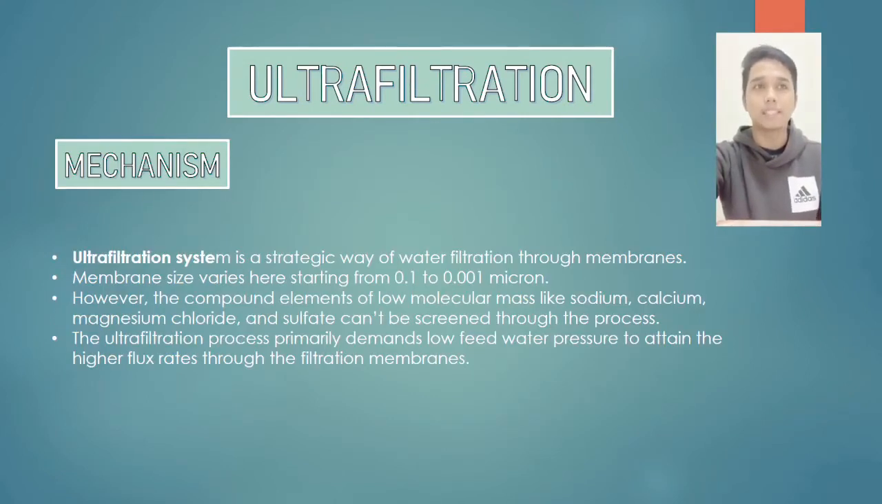Ultrafiltration system is a strategic way of water filtration through membranes. Membrane size varies starting from 0.1 to 0.001 micron. The systems are highly effective in removal of particles of higher molecular mass. This method efficiently screens out bacteria and viruses. However, compounds of low molecular mass such as sodium, calcium, magnesium, chloride and sulfate can pass through the process. The ultrafiltration process primarily demands low feed water pressure to attain a higher flux rate through the filtration membranes.